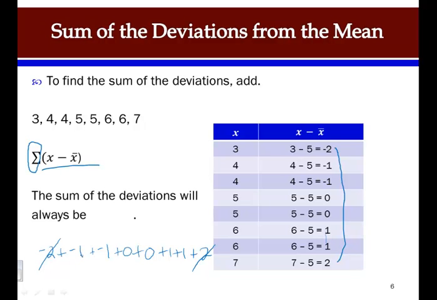So watch what happens. Negative 2 and 2 is 0. 1 and 1 is 0. 1 and 1 is 0. We end up with 0. And in fact, the sum of the deviations of a set of values will always be 0 if you've calculated it correctly.